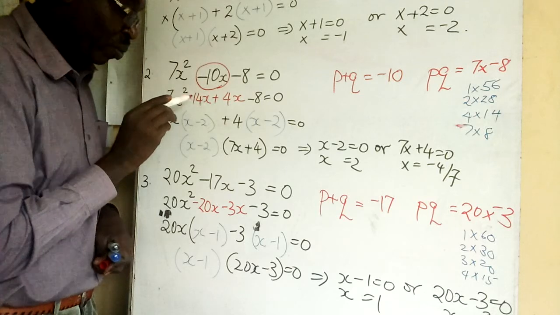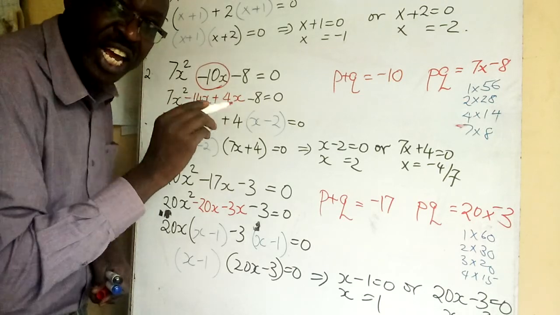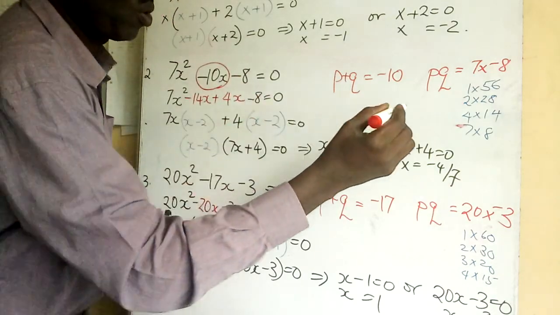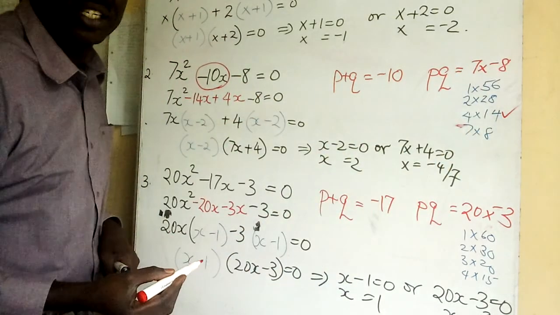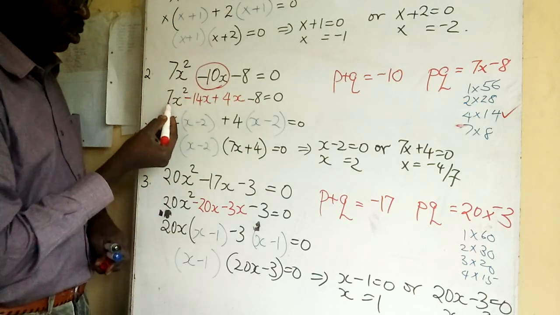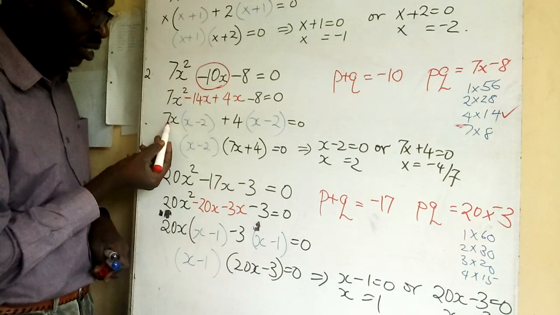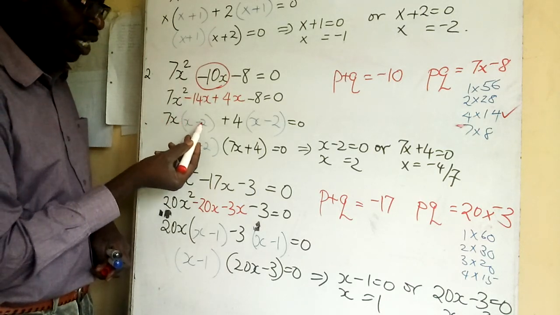When you multiply negative 14 times positive 4, you get negative 56. So correct. Put the right things there. Then pair. You pair them. This and that. What is common? 7x. Even here there is 7x. Take it out. You remain with x minus 2.